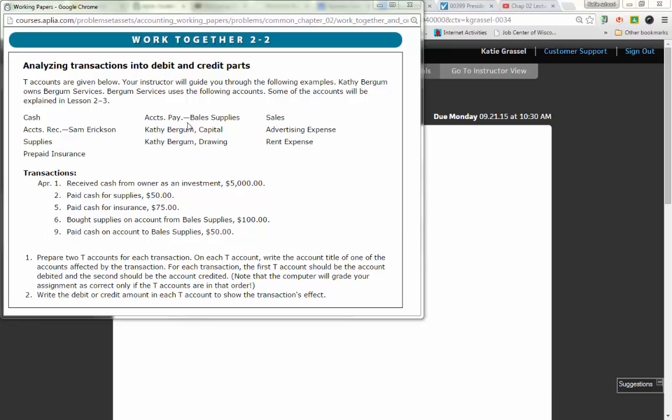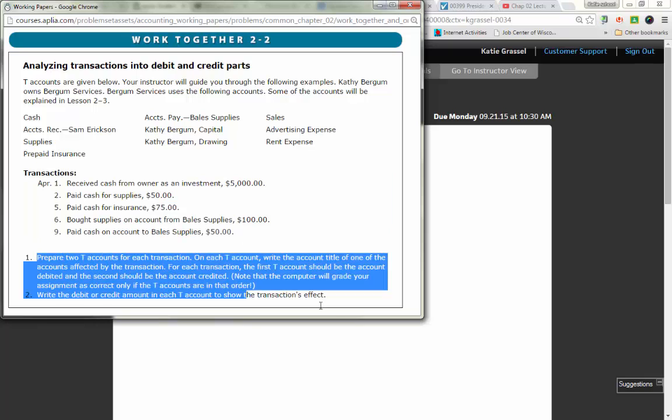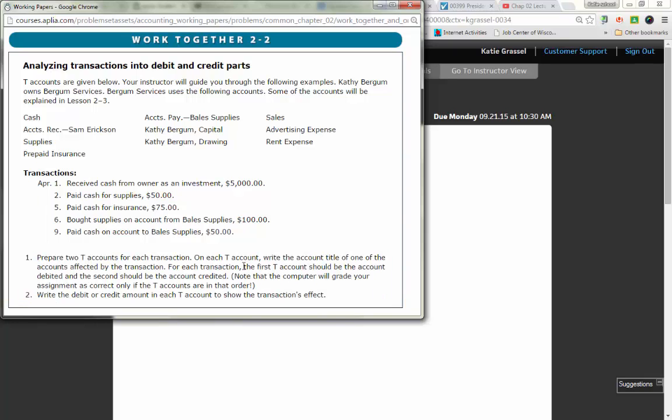So just to see some of these accounts we haven't dealt with, but we'll deal with them in our next assignment. What I'm doing is I'm skipping over where it says transactions here, and I'm going to jump down to make sure I read the directions. So I'm reading the directions first. And the direction says, prepare 2 T accounts for each transaction.